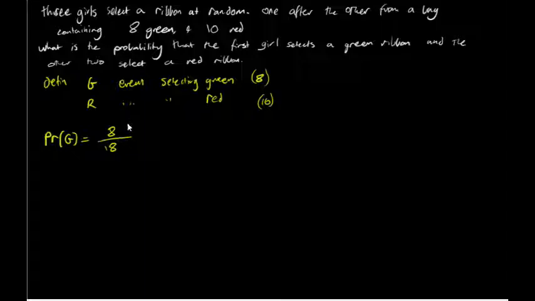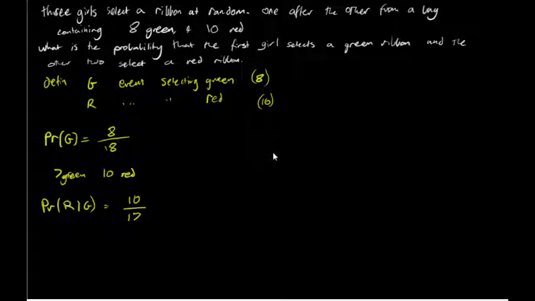Once we select that green, there's going to be 7 green left, 10 reds. So when the second person selects the ribbon, we're after a red, given that we've already selected a green. So now, selecting a red, we're going to have 10 out of a total of 17 now, because the first person's already selected a green. So it's 10 out of 17.